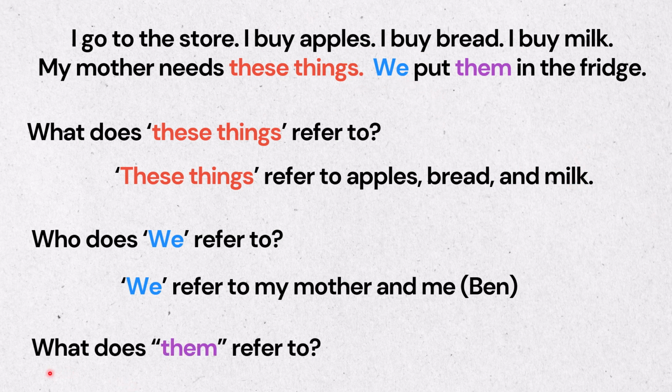Another question, what does them refer to? We put them in the fridge. Can you guess? Yes, them in here refers to apples, bread, and milk. So if we read the sentence again, I go to the store, I buy apples, I buy bread, I buy milk. My mother needs these things. We put apples, bread, and milk in the fridge.